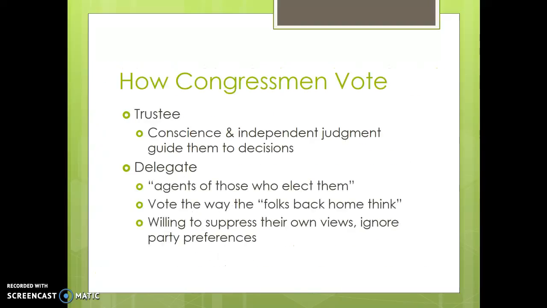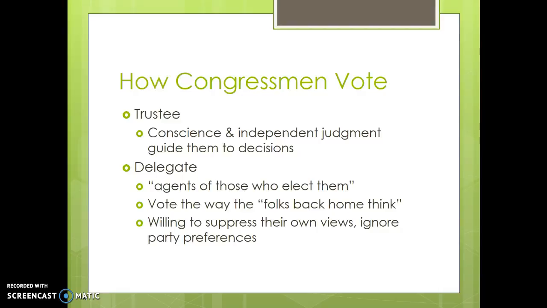Alright, so congressmen function in 2 roles. They can function as a trustee or a delegate. And this is important when we're talking about how a bill becomes a law. If a congressman is acting as a trustee, then that means that they are voting based on their own personal judgment and conscience. So they're making laws, they're proposing bills, not necessarily based on what their constituents want, but based on what they view as right.